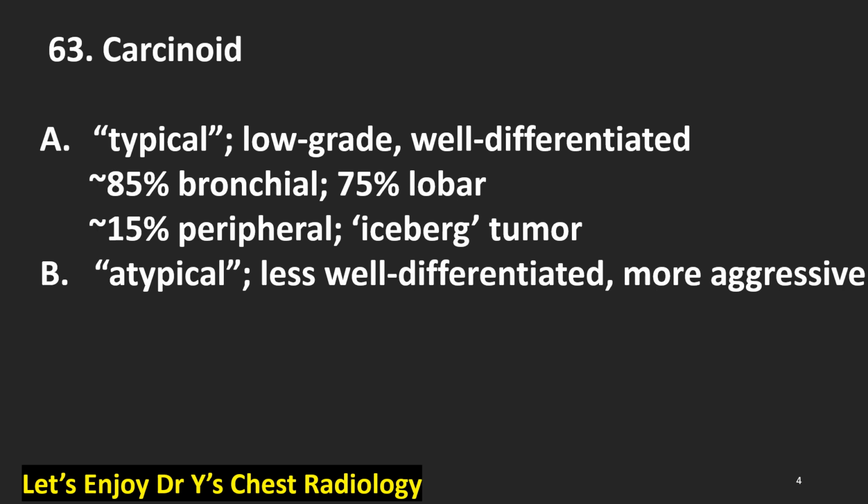Typical carcinoids are low-grade and well differentiated on histology. Up to 85% are in a bronchial location, and among them, three-quarters are in lobar distribution, and up to 15% are peripheral in location and sometimes show the iceberg tumor feature. Atypical carcinoids are less well differentiated and more aggressive than the typical carcinoid tumor.